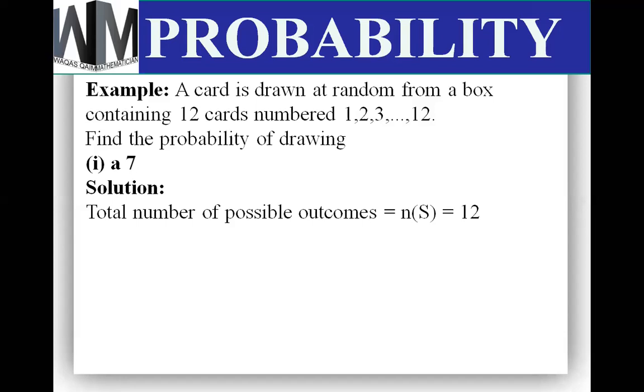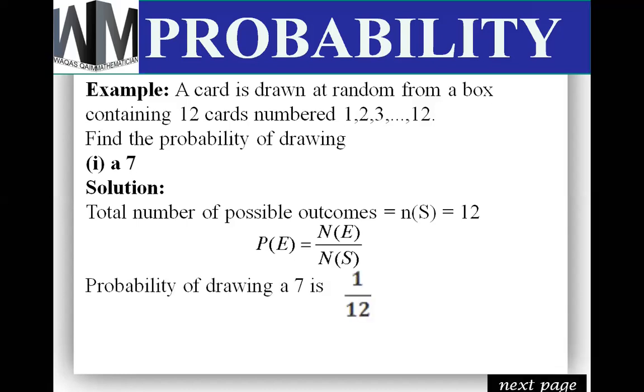So we have one card over which 7 is written, and we have total 12 cards. So the formula of probability is NE over NS. So the probability will be 1 over 12, because we have one card of 7 and total cards are 12. Now, anyone has any confusion? Can you both hear me? Good. Did you get this one? Okay, that's good.